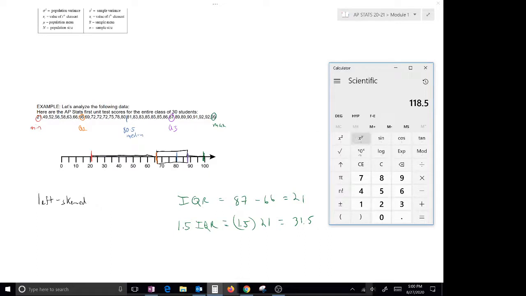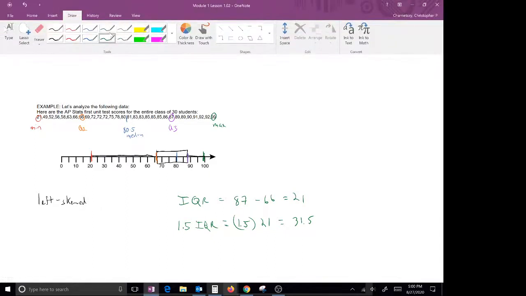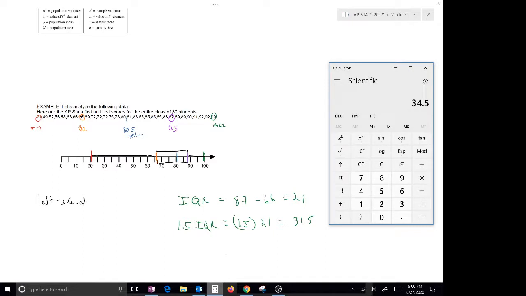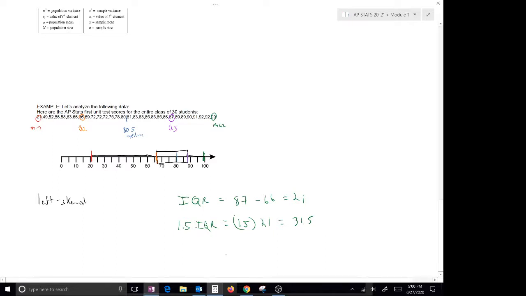Okay? Let's go the other way. Let's take 66 minus 31.5. Well, we get 34.5, which is right about here. So this minimum actually is an outlier. Okay, it's something that we definitely want to take a look at.